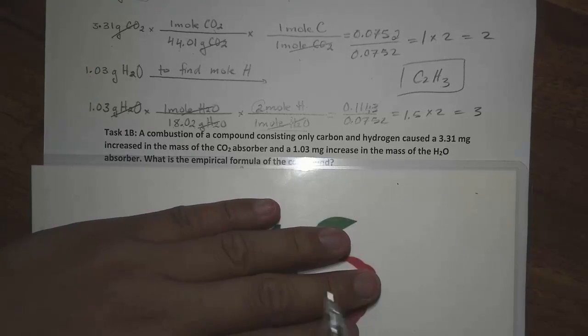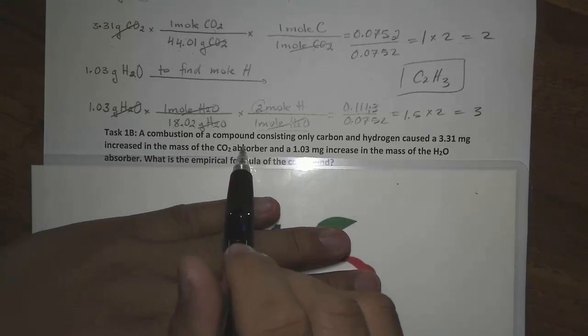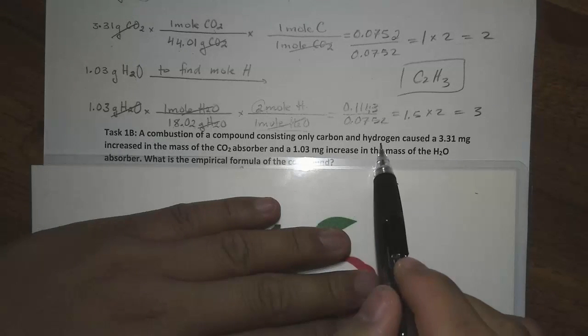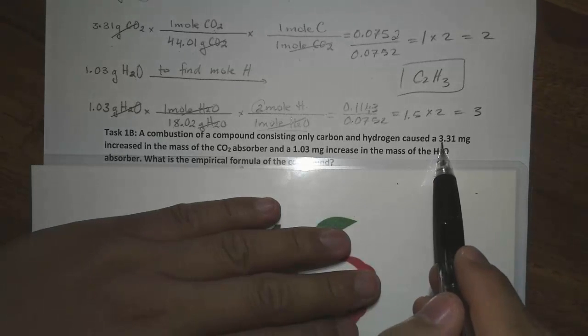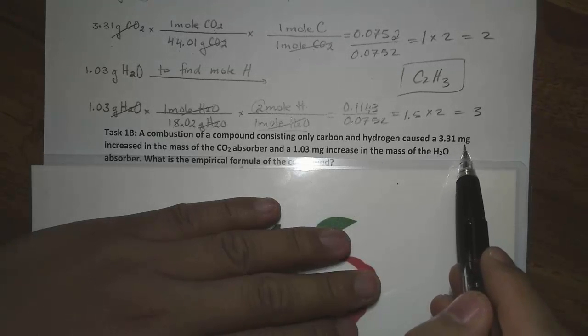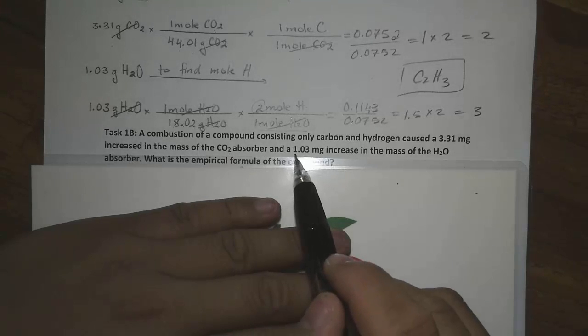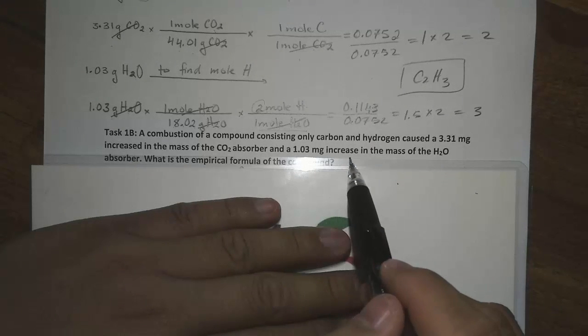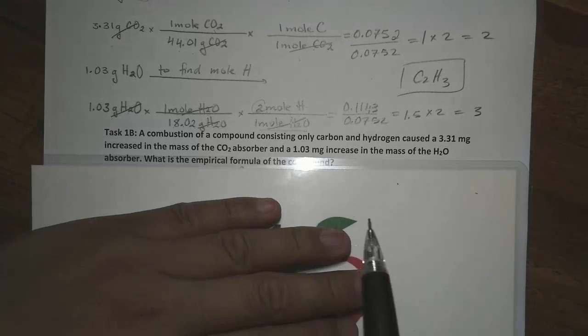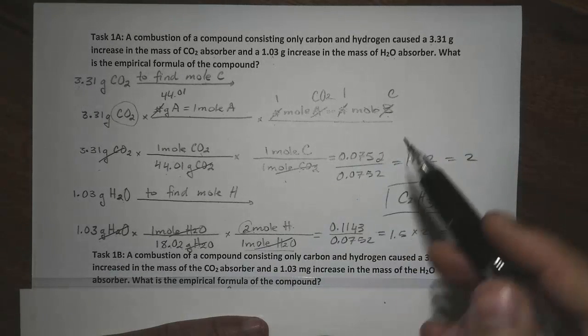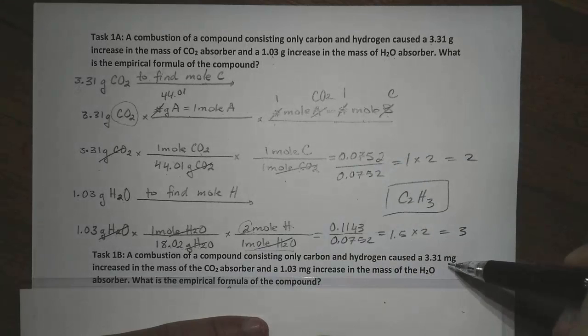Now let's try another problem. We have a combustion of a compound, consisting only of carbon and hydrogen again, causing a 3.31 milligrams increase in the mass of the carbon dioxide absorber and a 1.03 milligram increase in the mass of the water absorber. What is the empirical formula? Notice how this question is very similar to this question, except that I have milligram and gram. And in this question, you are going to learn this trick.